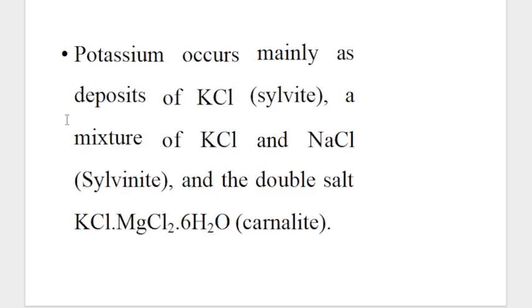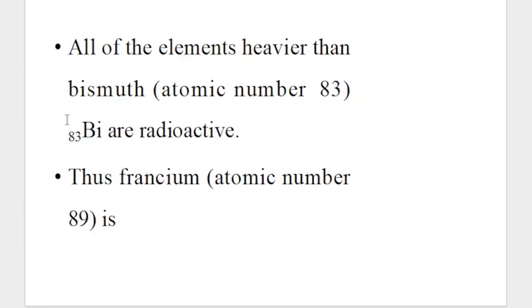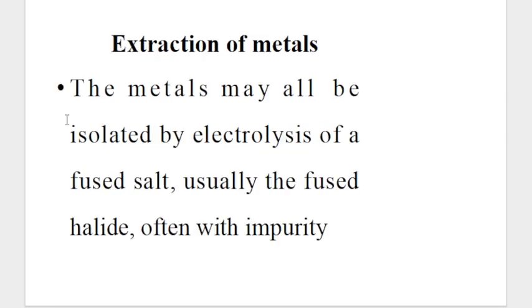Potassium occurs mainly as deposits of potassium chloride known as sylvite, a mixture of potassium chloride and sodium chloride, and double salts such as we have in this case. There is no convenient source of rubidium and only one of cesium, and these elements are obtained as byproduct from lithium processing. All of the elements heavier than bismuth with atomic number of 83 are radioactive. Hence, since francium has the atomic number of 89, it is also radioactive, and it has a short lifespan or half-life of 21 minutes. It does not occur appreciably in nature.